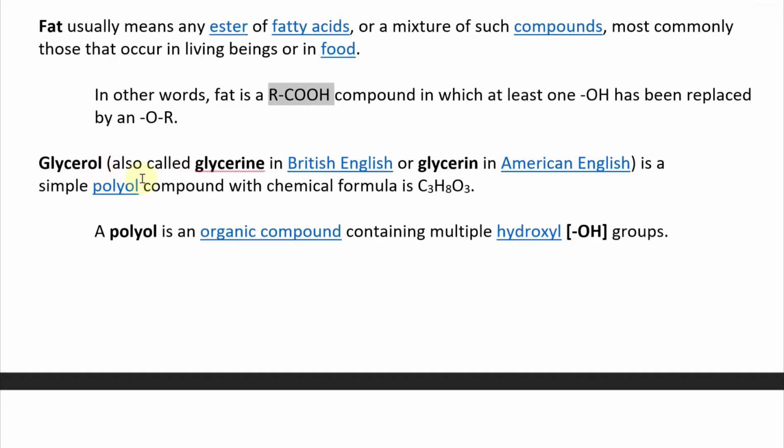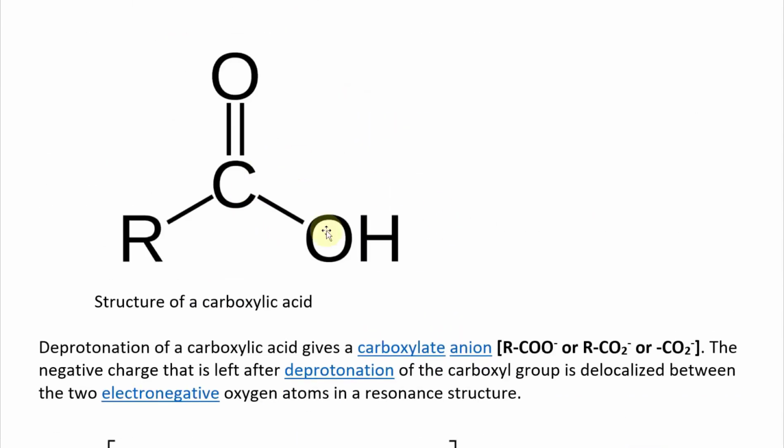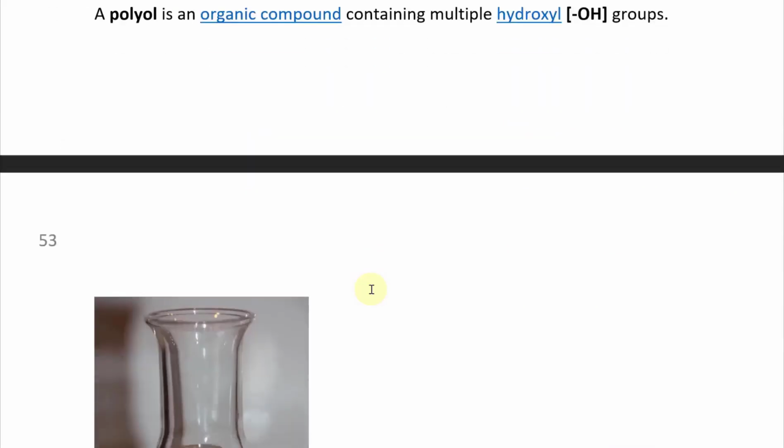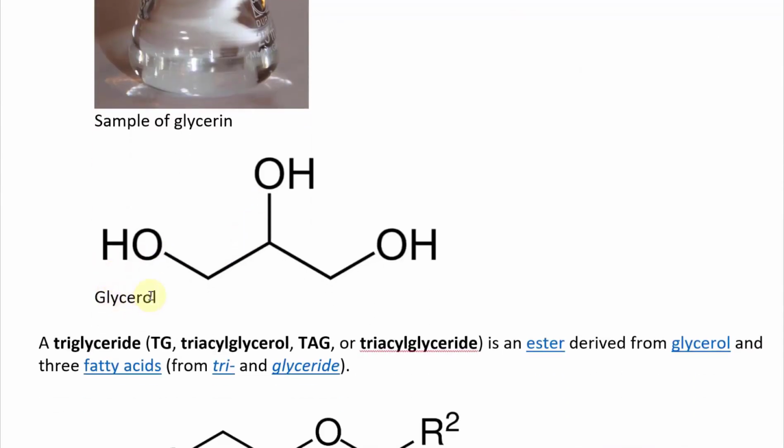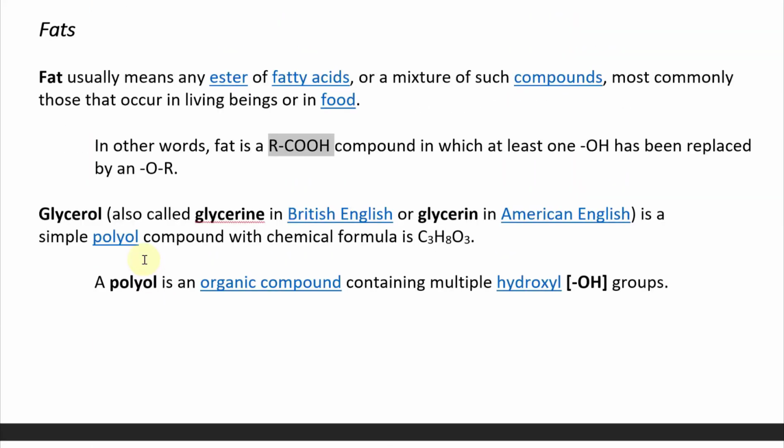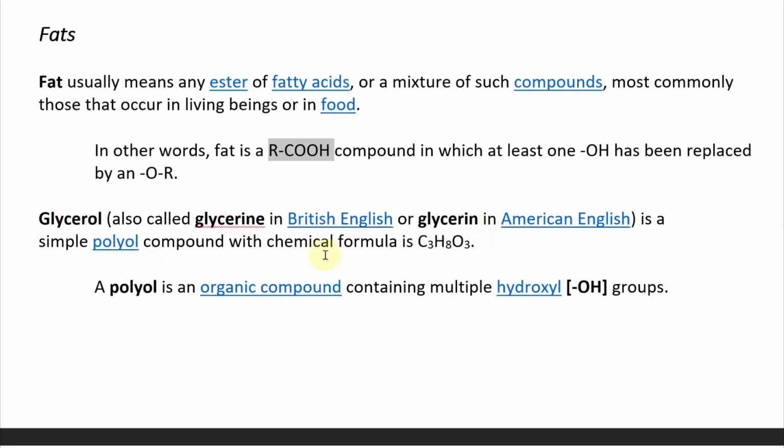All right, continue further. A glycerol, also called glycerin in British English, or glycerin spelled without the E in American English, is a simple polyol compound with chemical formula C3H8O3. And a polyol is an organic compound containing multiple hydroxyl or OH groups, so multiple of these OHs over there. And here's a sample of glycerin like that, and glycerol looks like this right here. Actually, they're the same thing, glycerol or glycerin.